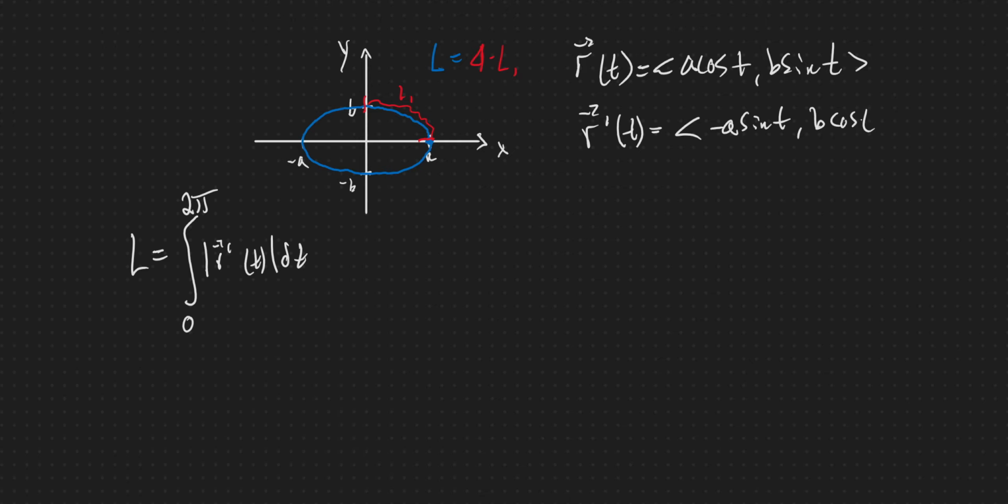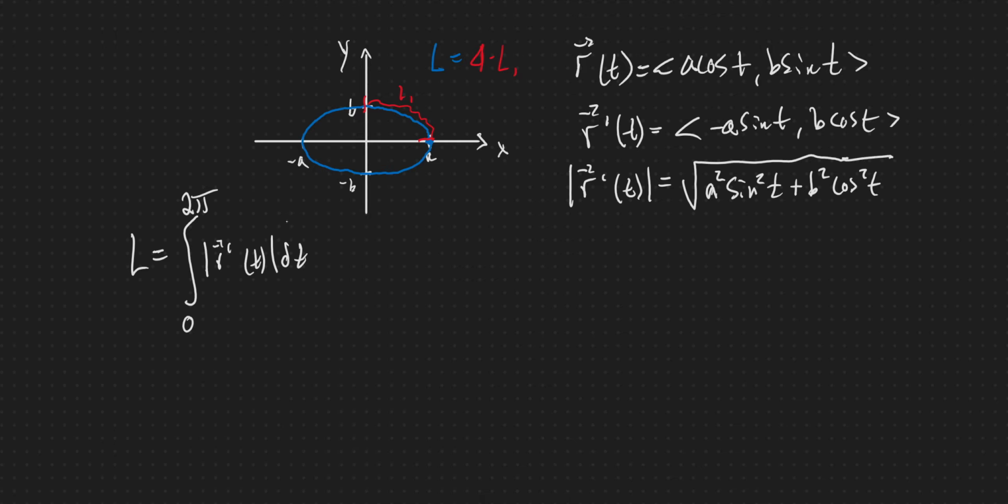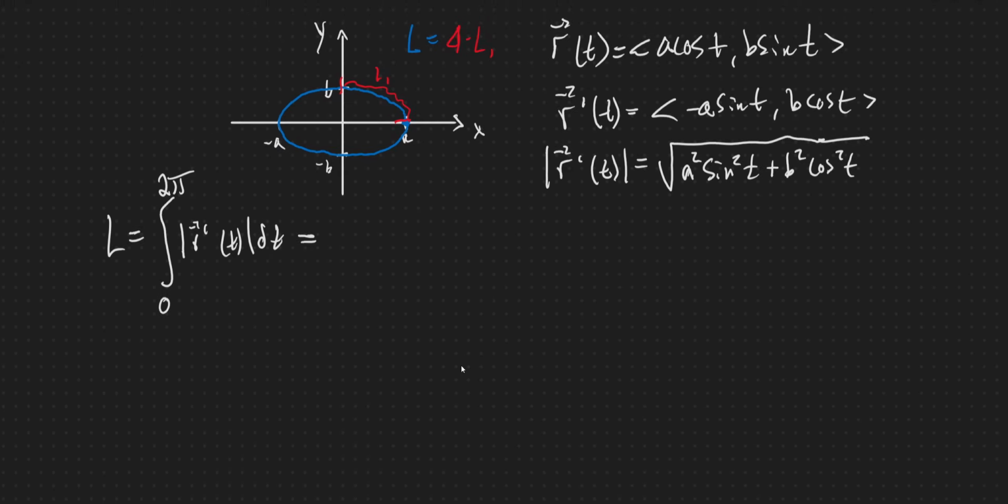We've been doing this one quite a bit, right? These derivatives should be very familiar by now. And then if we want the magnitude of that, well, that is the square root of a squared sine squared t plus b squared cosine squared t. So this is the integral. All right, integral from 0 to 2 pi. Remember, that's t values of the square root of a squared sine squared plus b squared cosine squared.